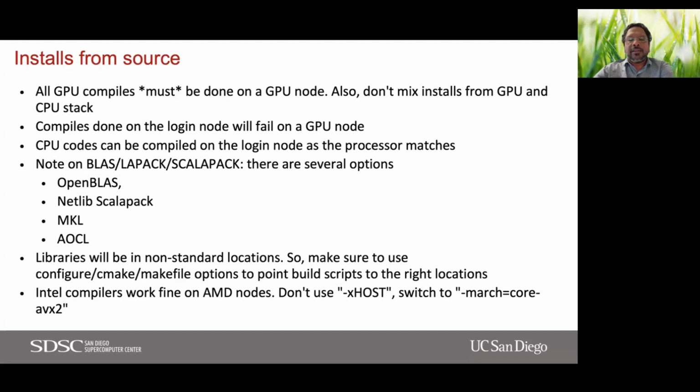So for that, this is again going back to you may be following along, say, a WRF build script from somewhere that says, oh yeah, just use Intel compilers and use -xHost. That's not going to work very well. So if you see something like that, just switch it to the -march=core-avx2 flag that I've listed here. And again, this is just for the Intel compilers.